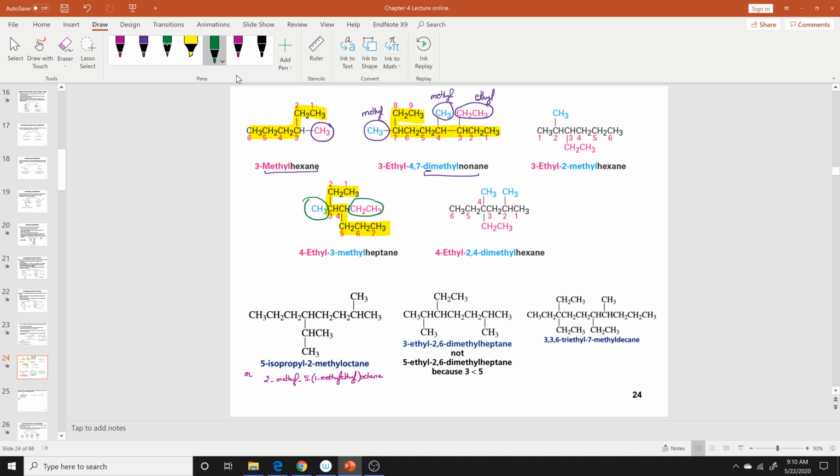So arrange them in alphabetical order now. E comes before the CH3. The CH3 gets carbon 3. The ethyl gets carbon 4. And you simply put the name together. Okay.